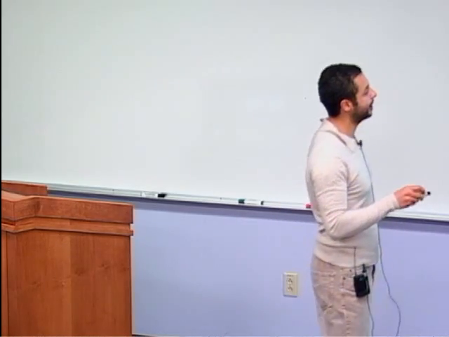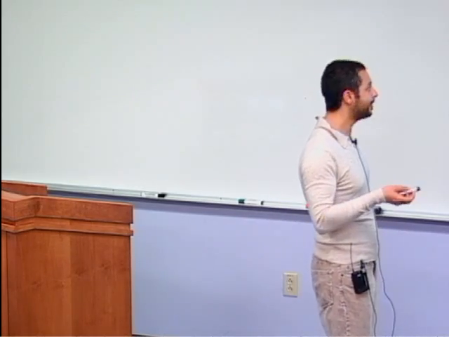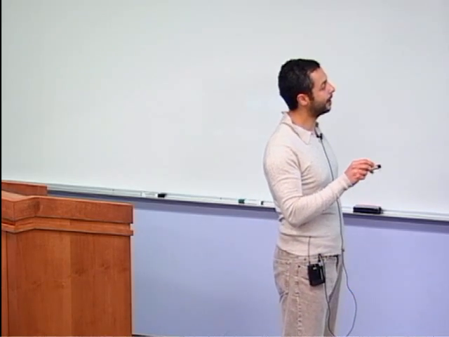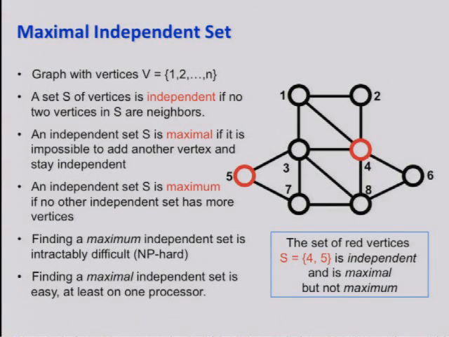A set is maximal independent if no two vertices in the set are neighbors of each other. Essentially, 5 and 4 are independent vertices. You want to find a set that's maximal. That doesn't mean maximum. You can find a bigger set than this. Maximal just means that I can't add any more vertices to this set. So I'm stuck at a local optimum. The maximum one is NP hard, so that's why we're not dealing with it.